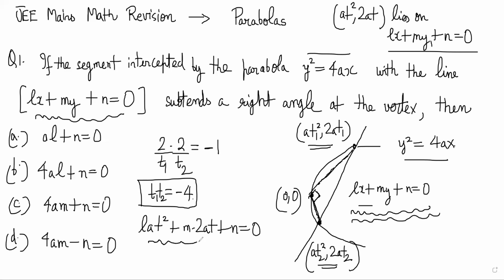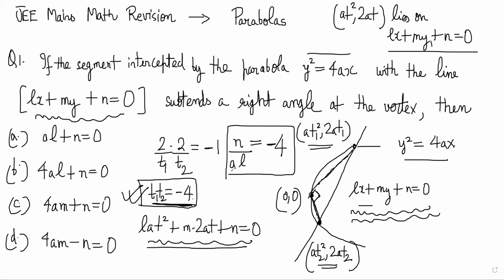Now this is a quadratic in t and we know there have to be two real roots. t has to be either t1 or t2, both will satisfy. And we already know the product of the roots t1 t2 is -4. So the product of the roots in this equation is c by a, so it should be n by al, which is equal to t1 t2, which is -4, and then you get the answer. n is equal to -4al, so 4al plus n should be 0.